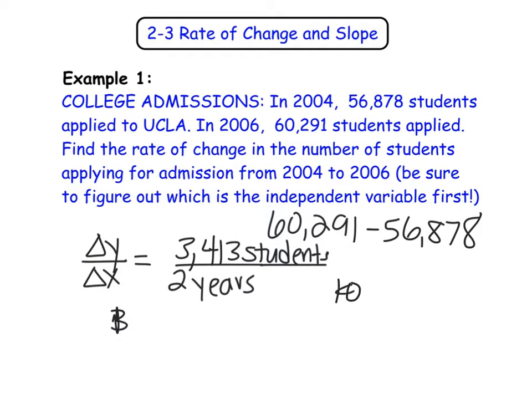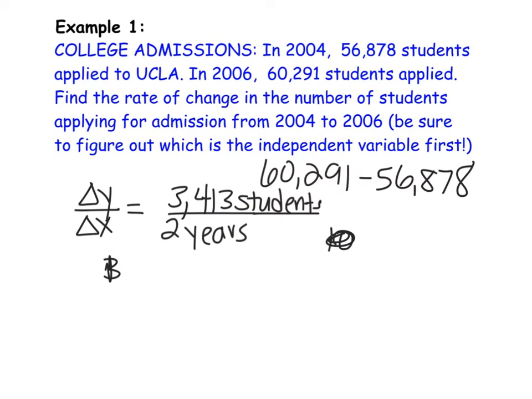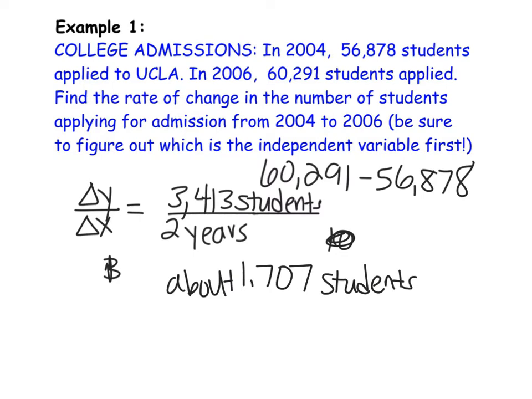So we are going to say, I don't have an eraser on this thing, so it would be about 1,707 students per year. And we want to say it increases because it got bigger, the number of students who applied. So the rate of change increases about 1,707 students per year.